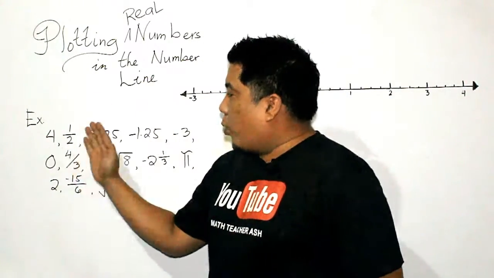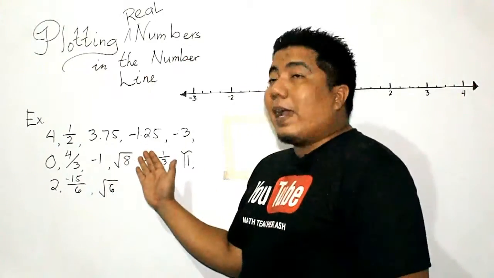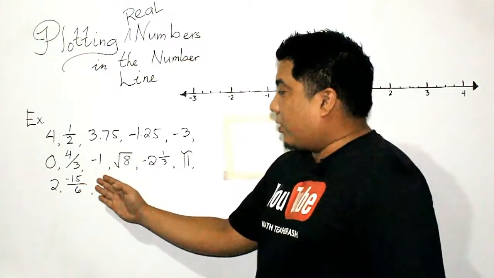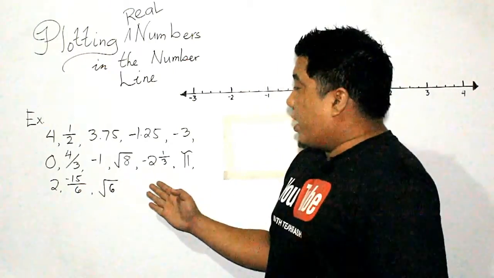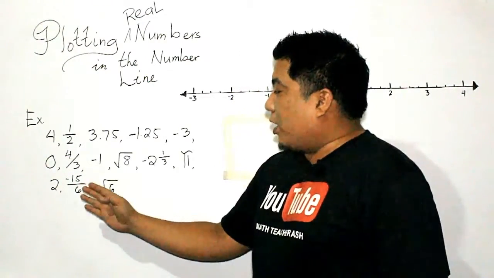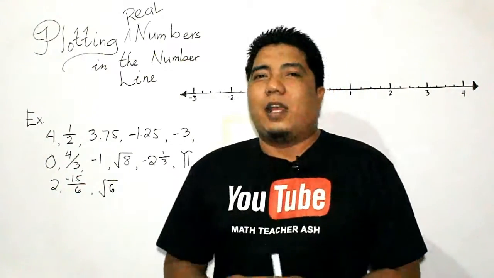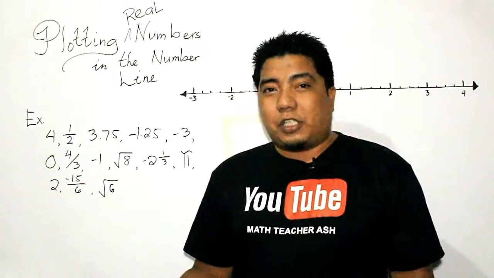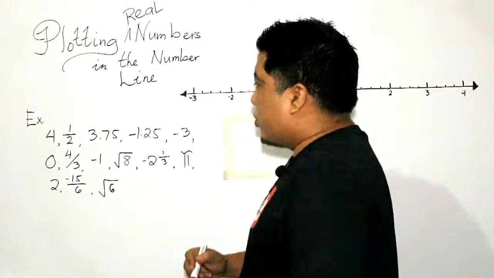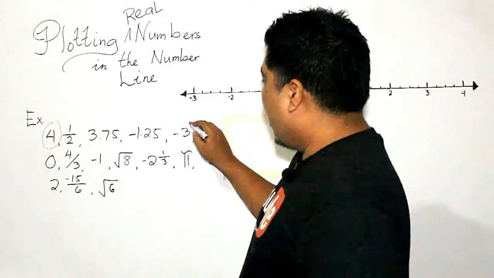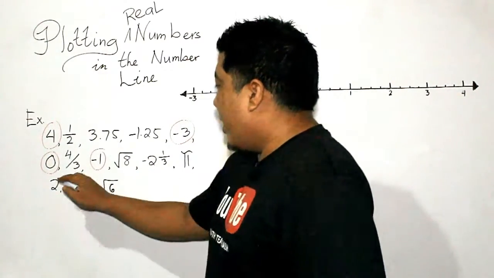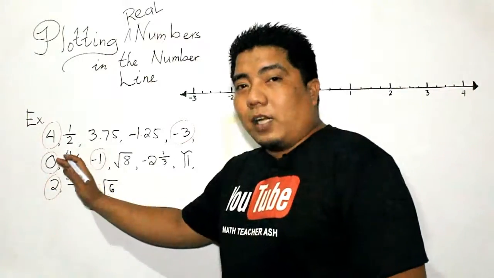We have 4, 1/2, 3.75, negative 1.25, negative 3, 0, 4/3, negative 1, square root of 8, negative 2 and 1/3, pi, 2, negative 15 over 6, and square root of 6. Now, let us first take out the integers, meaning the positive numbers, the 0, and the negative numbers. So, what are those? This is the 4, the negative 3, the 0, the negative 1, and the positive 2. Okay, so let's start with 4.